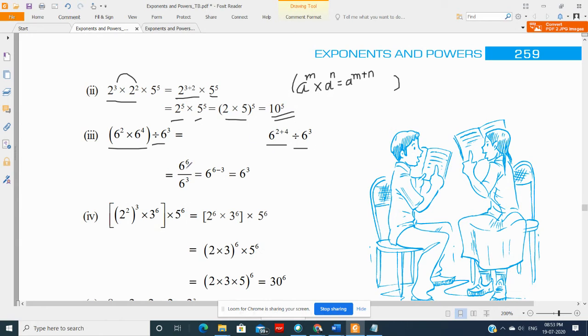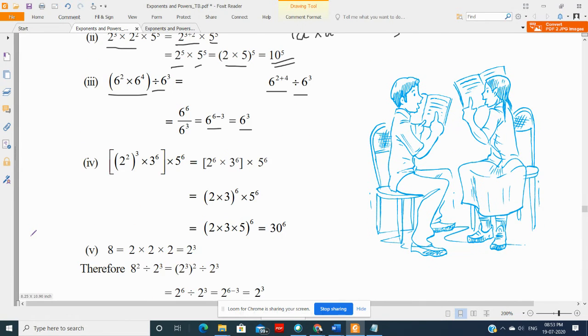And now you can see that 6 raised to 6 divided by 6 raised to 3. Whenever there is division and the bases are same, powers will be subtracted. So that's what we are going to do here. 6 raised to 6 minus 3, that is 6 cube. All right? Okay.